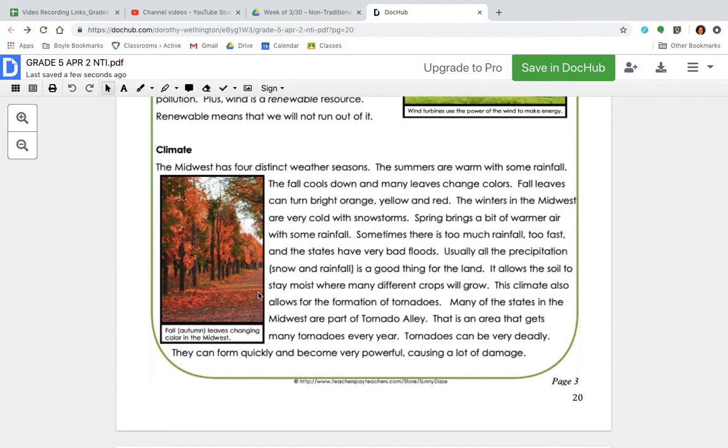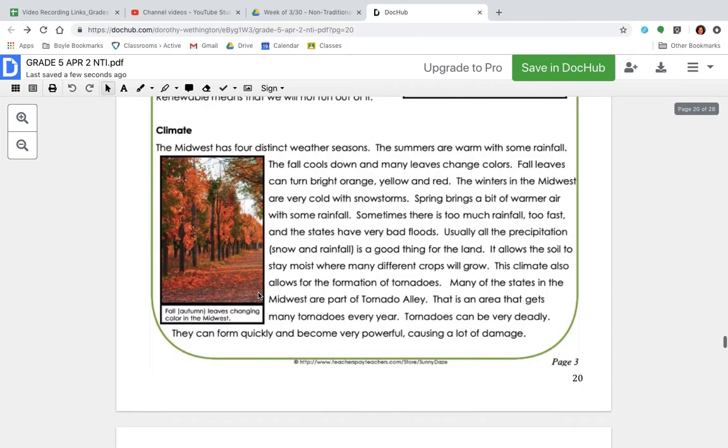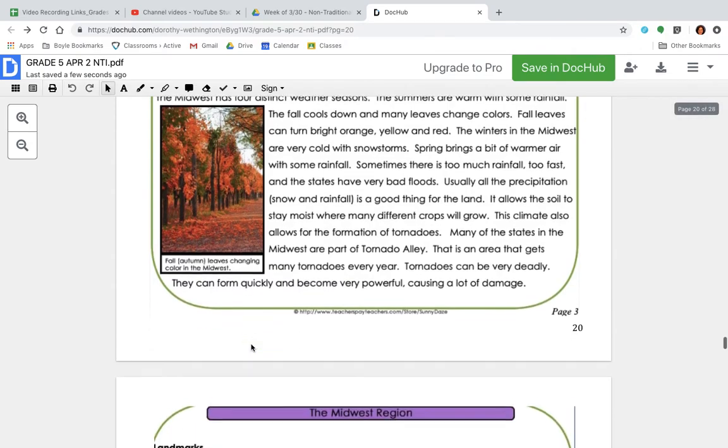This climate also allows for the formation of tornadoes. Many of the states in the Midwest are part of Tornado Alley. That is an area that gets many tornadoes every year. Tornadoes can be very deadly. They can form quickly and become very powerful, causing a lot of damage.